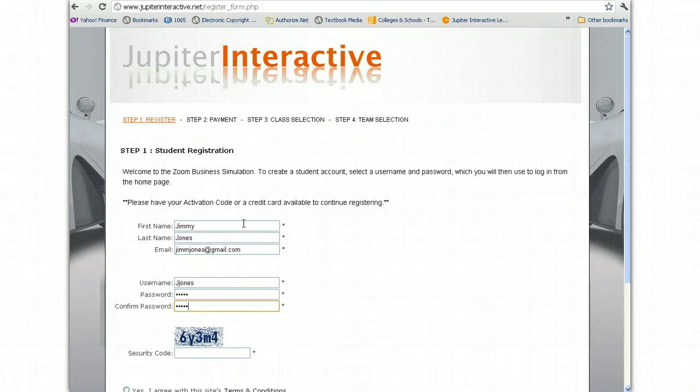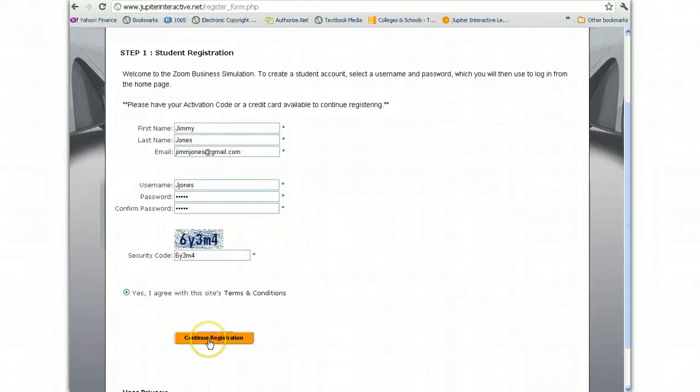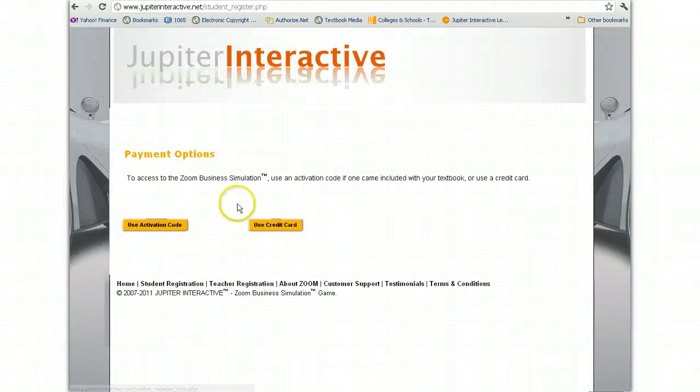because this isn't such a very high security thing that if someone breaks in you're going to lose anything. But you don't want to create a password so complicated that you will never remember how to get in. So it's not like your bank account or anything. And then the security code here, I guess you enter, and then you click yes to the agreements, and then you continue with the registration.